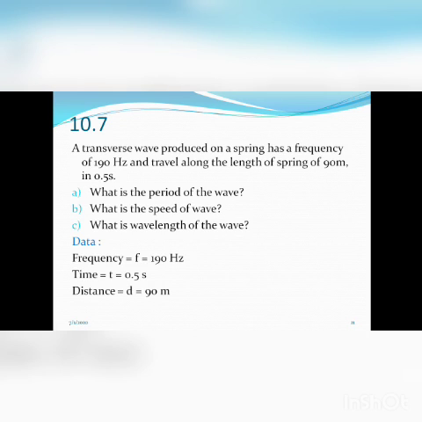Numerical 10.7. A transverse wave produced on a spring has a frequency of 190 Hz and travels along the length of a spring of 90 meters in 0.5 second. A. What is the period of the wave? B. What is the speed of the wave? And C. What is the wavelength of the wave? We have to calculate the period, speed and wavelength of the wave. Data. Frequency f is 190 Hz, time t is 0.5 second and distance d is 90 meters.